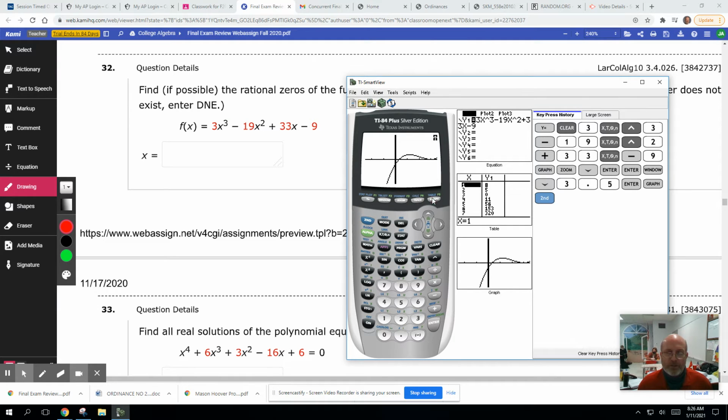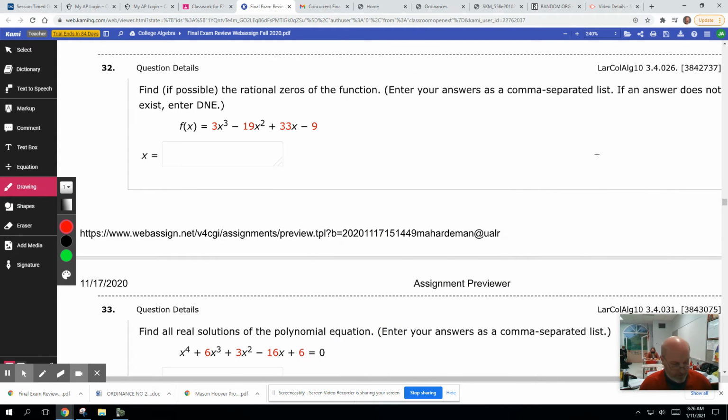So let's go to the second table to verify that. And yep, 3 is a 0. So because of the way that the graph intersected the x-axis at 3, it bounced off. I know that that's going to be an even number of times. X minus 3 is going to be a factor. So I'm going to divide at least twice and see what happens here. This is going to equal x minus 3 times x minus 3 times something.